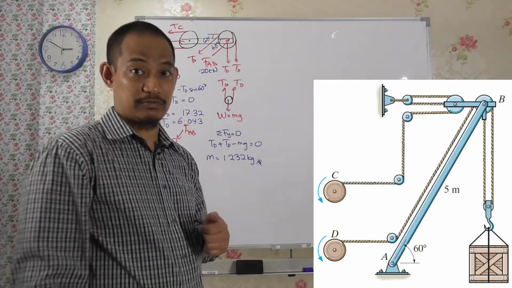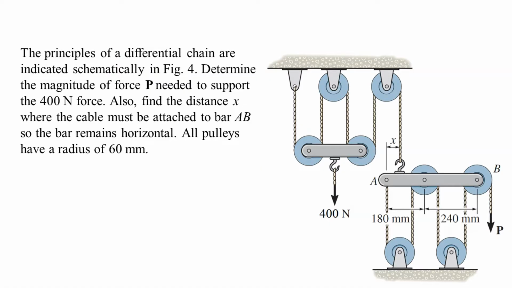Moving on to question number 5. Alright, this is question number 5. Yet again, we have a lot of pulleys. The principles of a differential chain are indicated schematically in figure 4, the figure there on the right. Determine the magnitude of force P needed to support the 400 Newton force. Also, find the distance x where the cable must be attached to bar EB so that the bar remains horizontal. All pulleys have a radius of 60 millimeter.